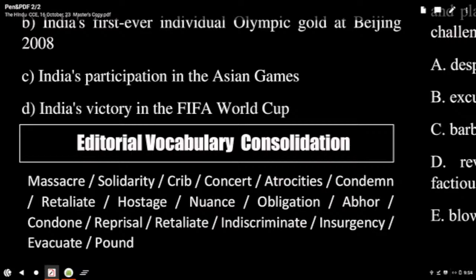Reprisal, noun, meaning retaliation. I gave the same word. Retaliate means the same. And what is the next one? Indiscriminate. At random, part of speech, adjective, meaning indiscriminate killing means at random, not in a systematic way. Insurgency, noun, meaning revolt, obviously, going against the government. And evacuate, verb, meaning to shift people to a safe place. Pound, verb, pounded, regular verb, meaning hit someone, beat someone, trash someone.